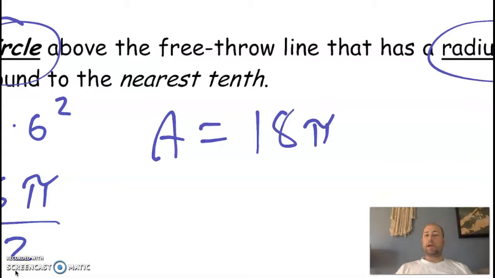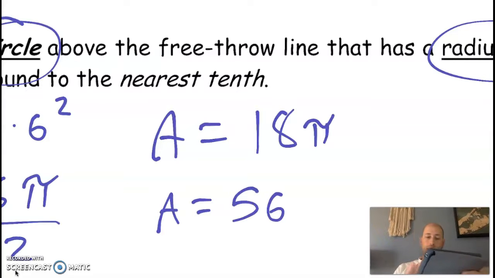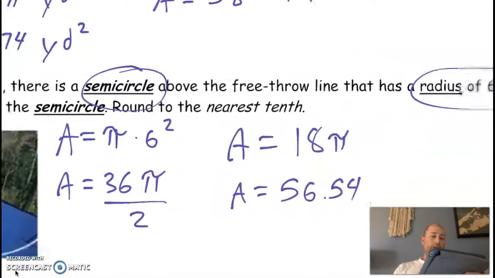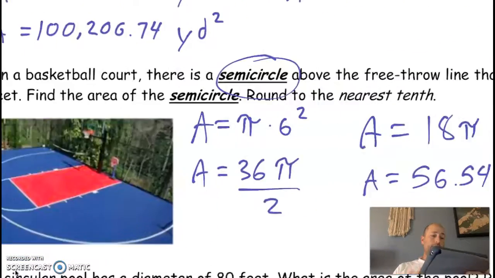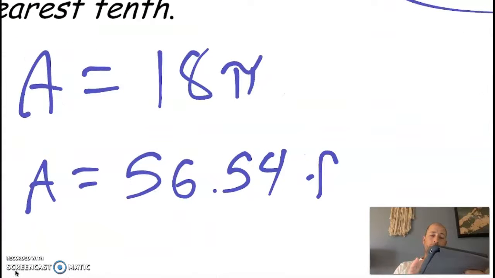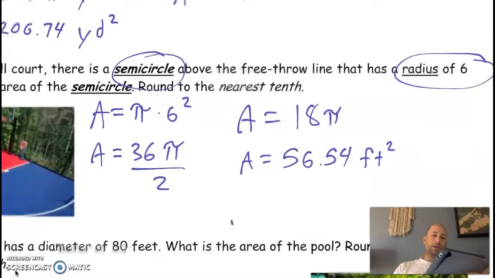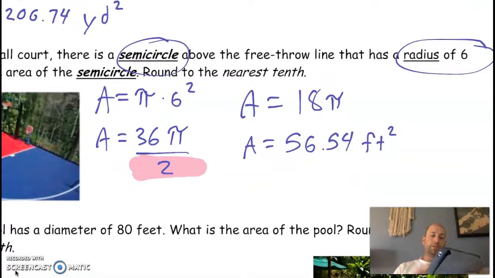18 pi. Now I can put 18 pi into my calculator, and I find that easier to do, although if you have a calculator, it doesn't much matter. So our area is 56.54 feet squared. Okay, and just to highlight one thing, because I divided by 2 because that is a semicircle, that is half a circle.